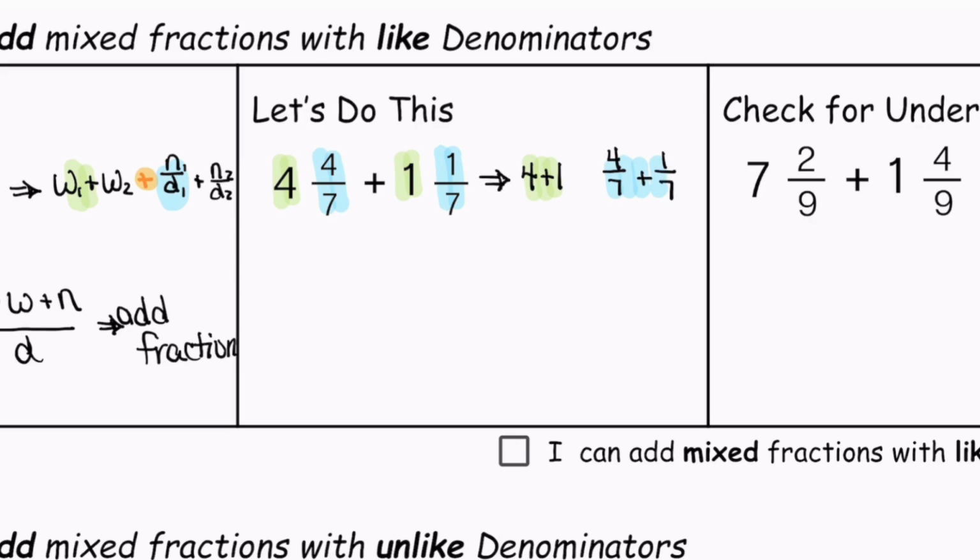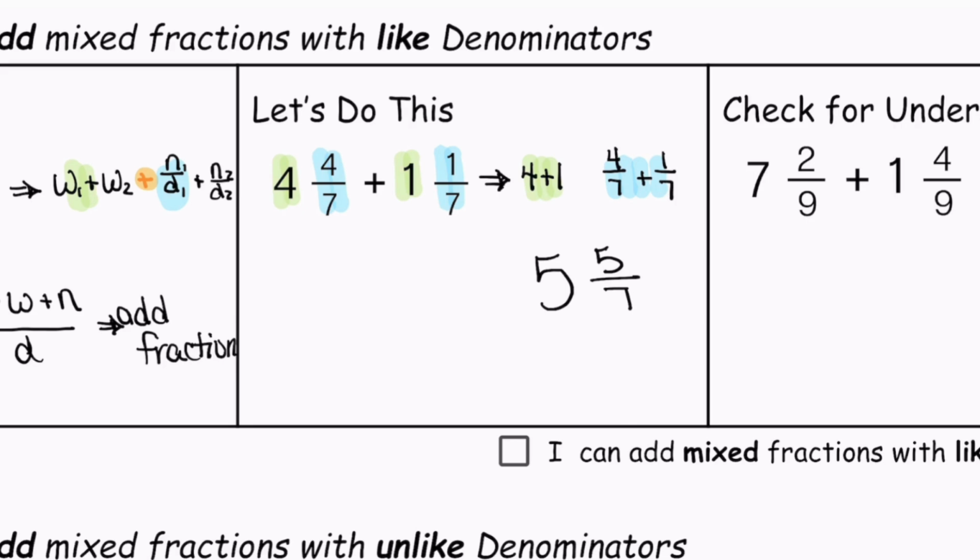As we go through that, let's continue. 4/7 and 1/7 are common denominators, so we absolutely know how to add those. Starting with our whole numbers, 4 plus 1 is 5. 4/7 plus 1/7 is 5/7. Very simply. All right. That is the first way.